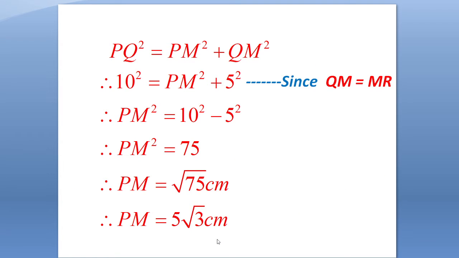See here. So PQ square is equal to PM square plus QM square. Therefore, 10 square is equal to PM square plus 5 square, since QM is equal to MR. So QM and MR are equal and it's 5. PM square is equal to 10 square minus 5 square. So PM square is equal to 75. Therefore, PM is equal to root 75. Therefore, PM is equal to 5 root 3.